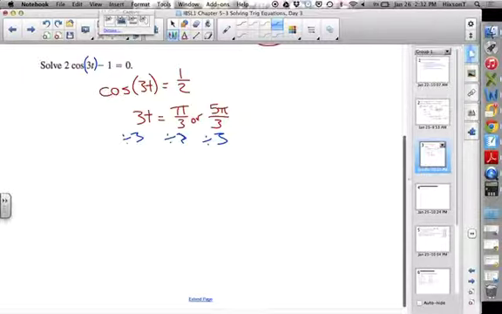Sorry, that's sloppy. Okay? So now that gives us t equal to pi over 9 or 5 pi over 9. Okay?